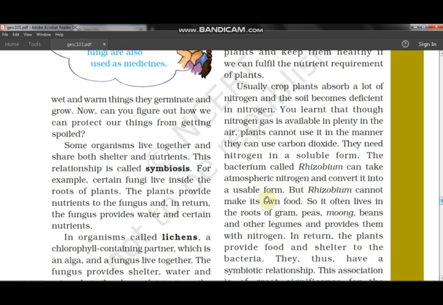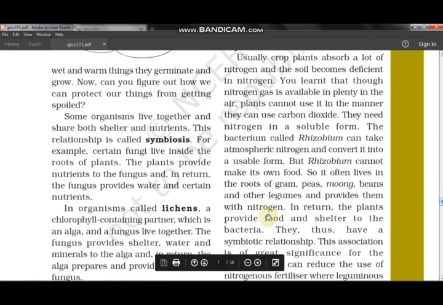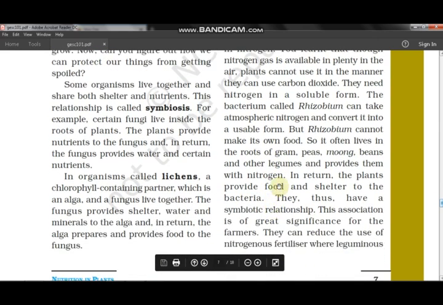But Rhizobium cannot make its own food, so it often lives in the roots of gram, pea, moong, beans and other legumes and provides them with nitrogen, and in return what does the Rhizobium get? Food and shelter.